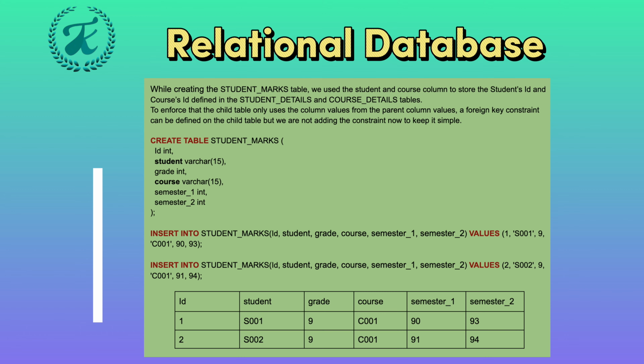In the student_marks table, the student and course columns reference the IDs defined in the student_details and course_details tables to ensure that the child table only uses values from the parent table. You can define a foreign key constraint on the child table. However, we won't add that constraint here for simplicity.